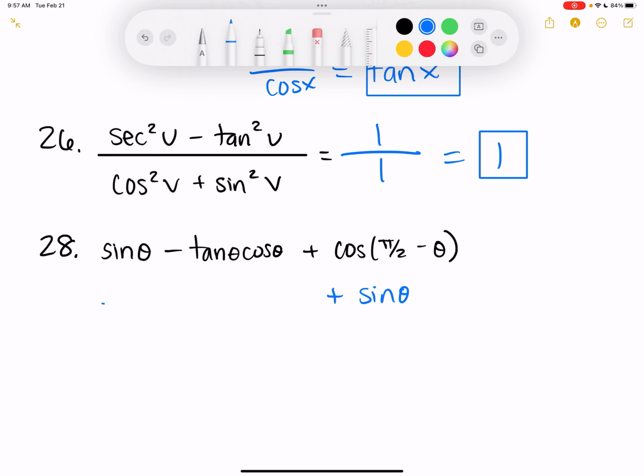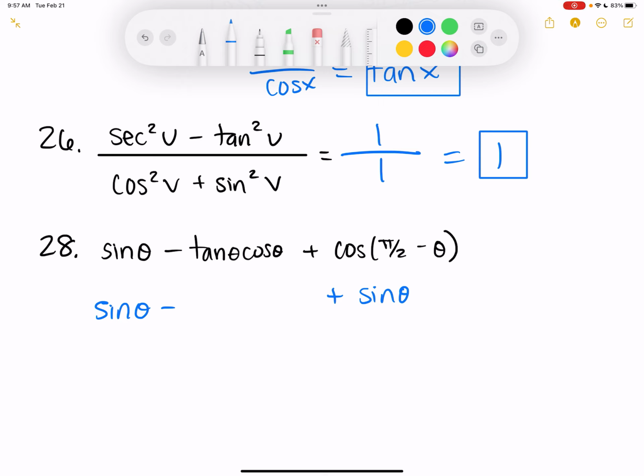So obviously sine of theta is going to stay the same. Now what do I do with this middle part? Oh, wait, I actually know how to do this. Tangent of theta equals sine theta over cosine.